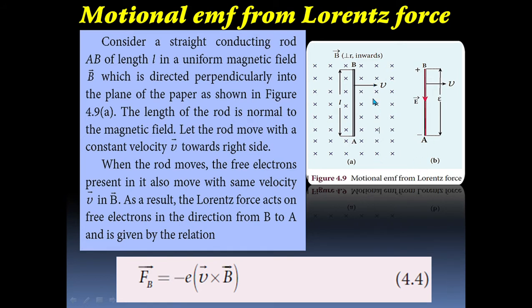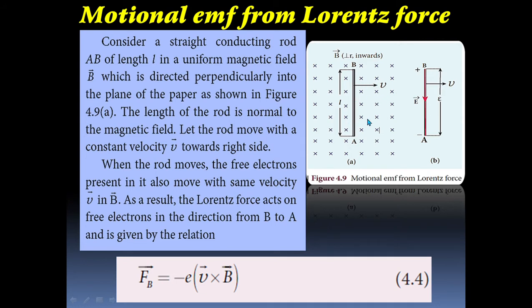The length of the rod is normal to the magnetic field. Normal means perpendicular to the magnetic field. Let the rod move with a constant velocity towards the right-hand side. What happens when the rod moves? The free electrons present in it also move with the same velocity v vector in the magnetic field B vector.